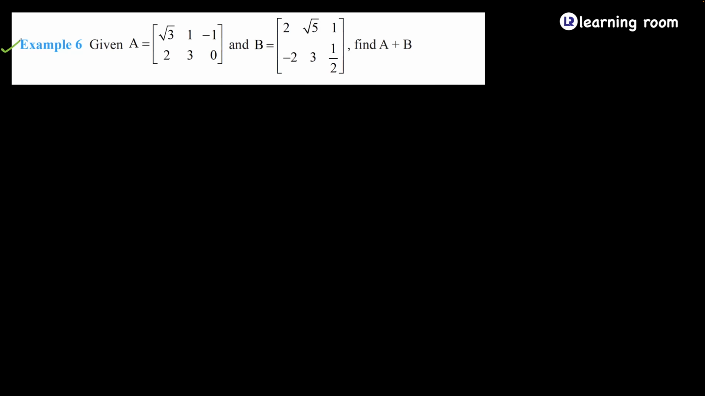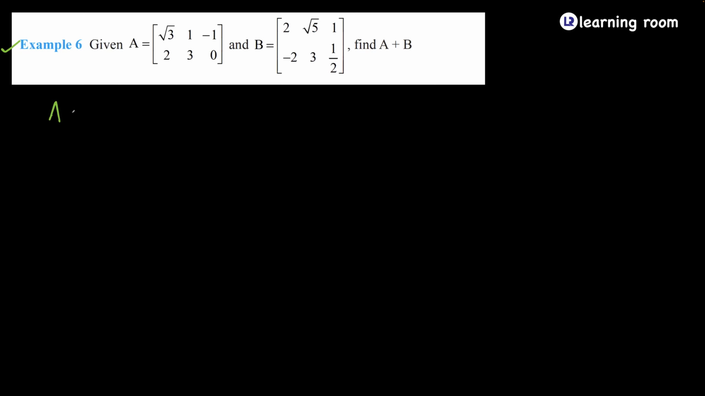Now, see, there are two matrices which are given as A and B. A has the elements root 3, 1, minus 1, 2, 3, 0, and B has 2, root 5, 1, minus 2, 3, half. So we need to find the value of A plus B. So what is the first check that we need to do even before we go ahead? First check the order. If the order is not the same, there is no answer for it. So here the order is, what is it? It is 2 cross 3, right?